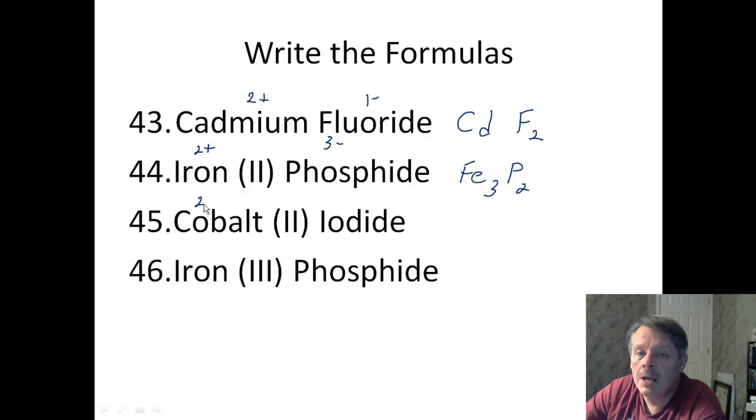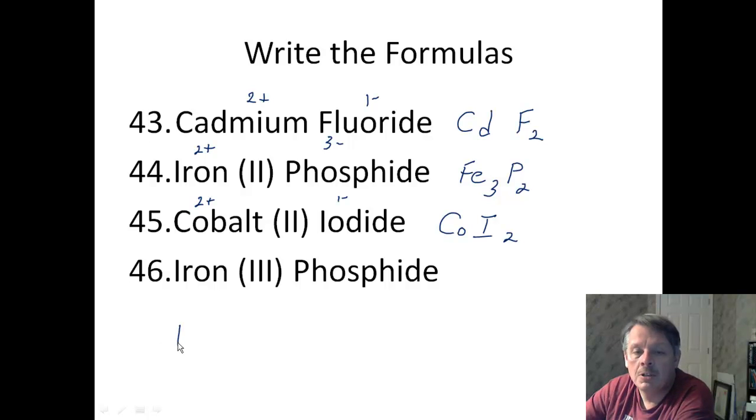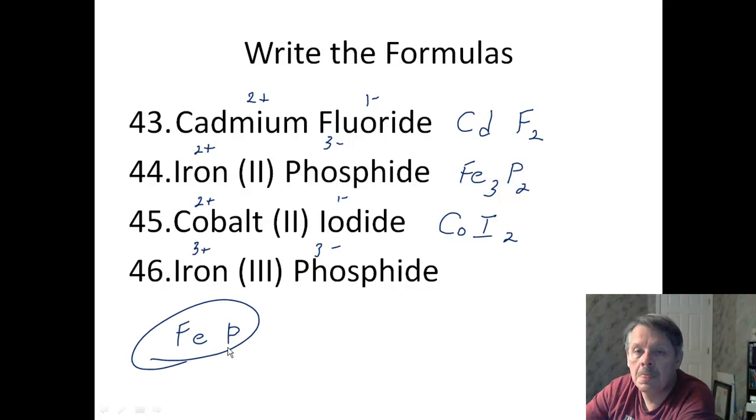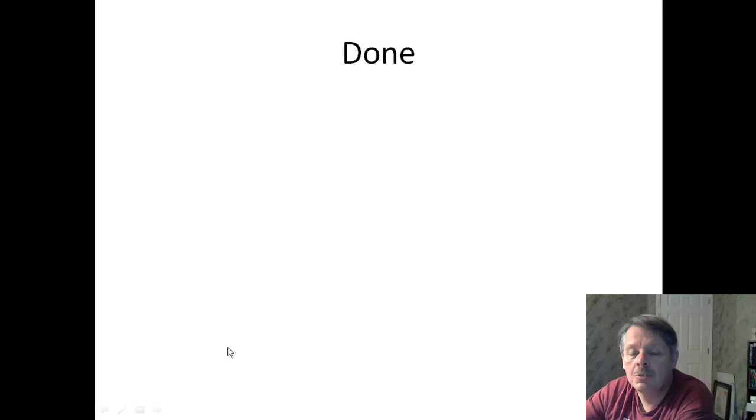Cobalt 2 iodide, 2+, iodine is 1-, crisscross them, I get CoI, and I have to have a 2 after the I because I crisscrossed them. And my final one on this page is Fe, iron, phosphide, P, 3+, 3-, they cancel each other out, FeP is good.